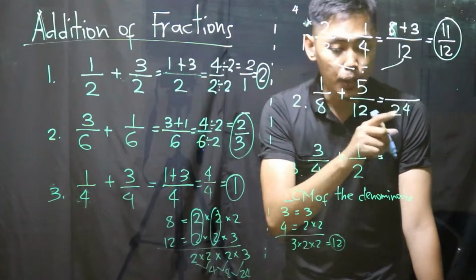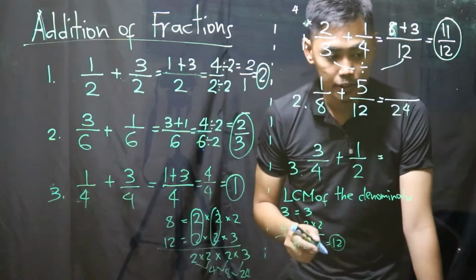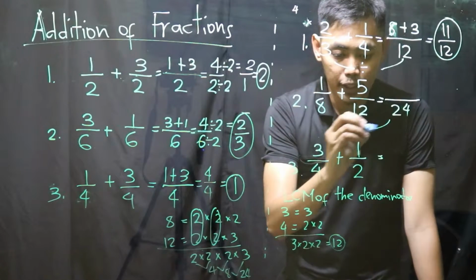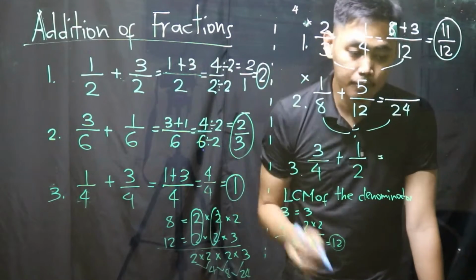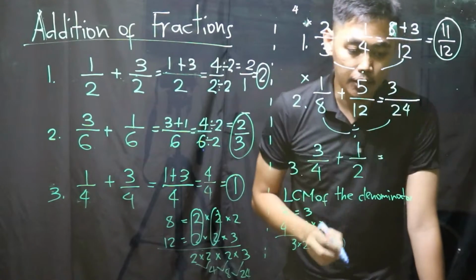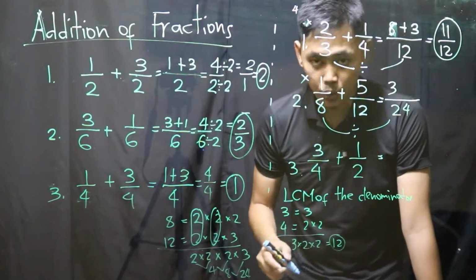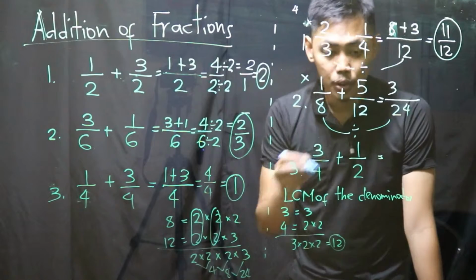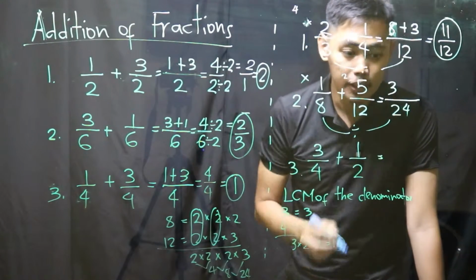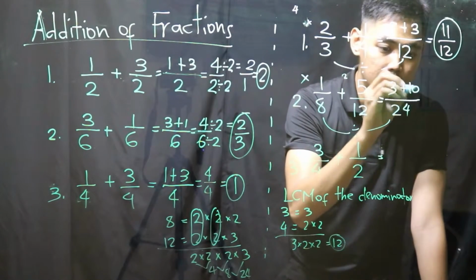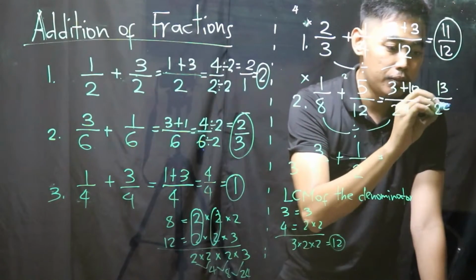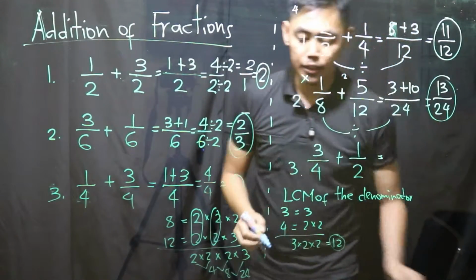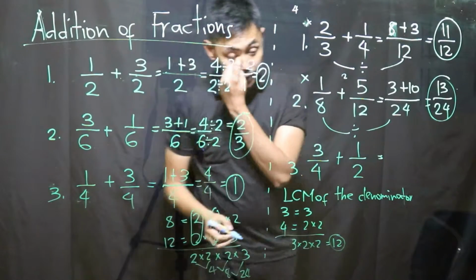Okay? So 24 divided by 8. How much is 24 divided by 8? That would be 3. 3 times 1, so we'll have 3 here. 24 divided by 12, that would be 2. 2 times 5, that would be 10. So plus 10. So our answer is 13 over 24. This is our answer.